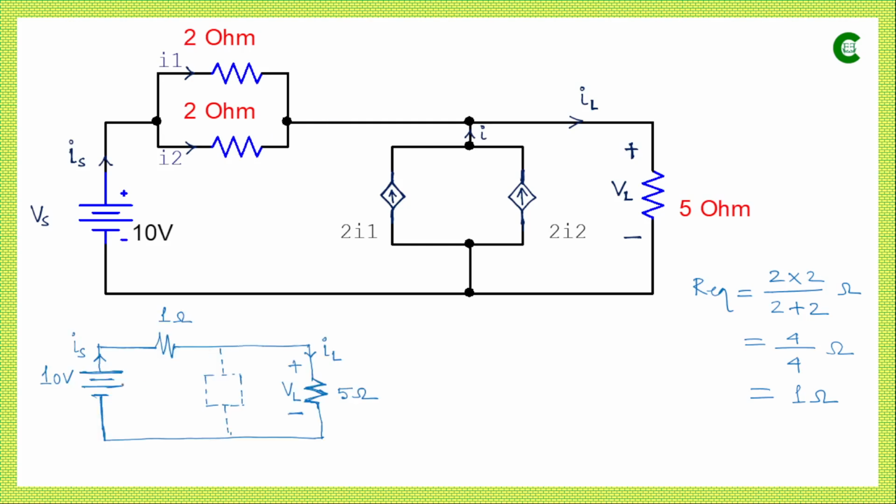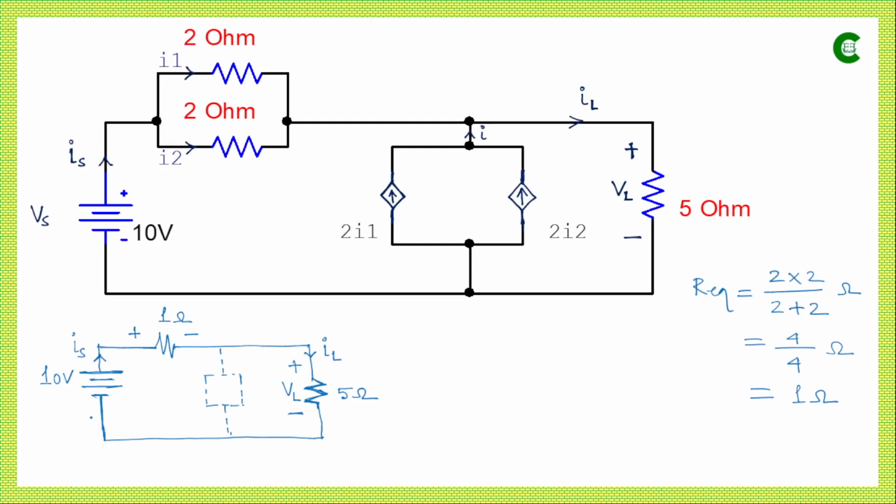Now if we look closely at this voltage source, this resistor and this resistor, the load resistor, then we can find that these three components actually form a loop or mesh. So we can easily apply KVL or mesh analysis for those three components.